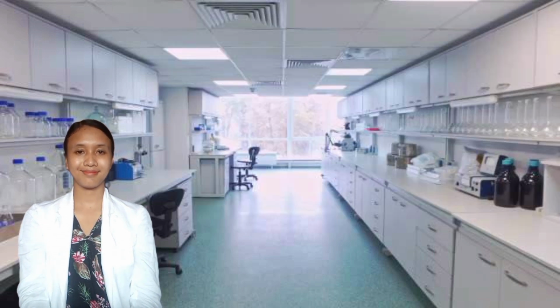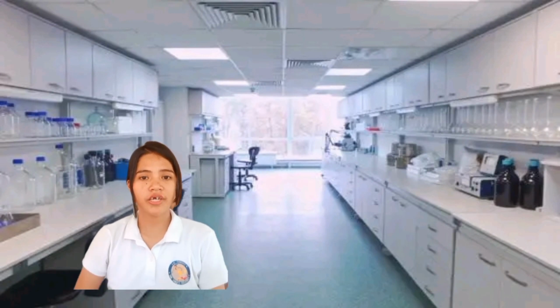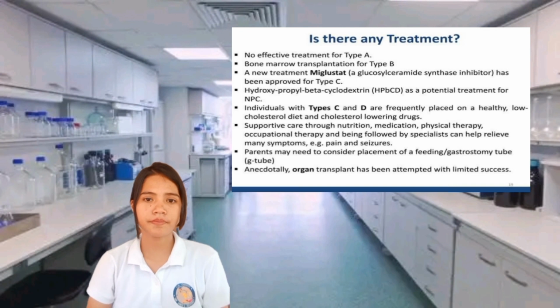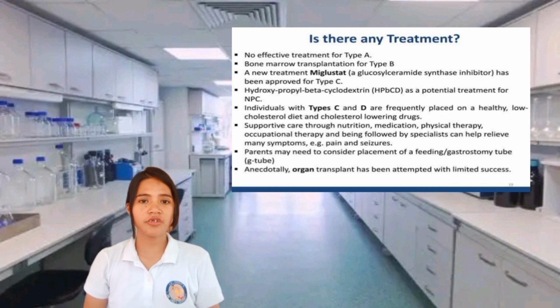Okay, so let's talk about the treatment of Niemann-Pick disease or NPC. Is there any treatment of Niemann-Pick disease? Currently, there is no effective treatment for type A. Bone marrow transplantation for type B. A new treatment, miglustat, a glucosylceramide synthase inhibitor, has been approved for type C.